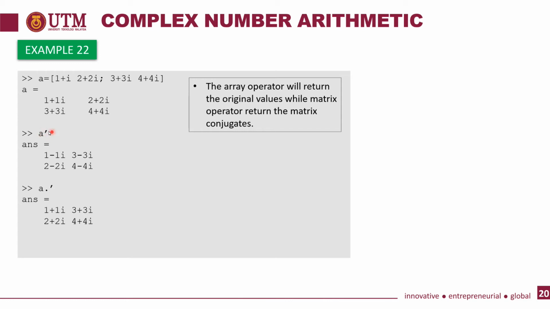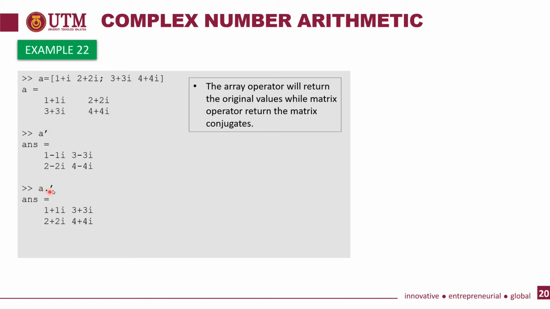And then the first operator that you use is A transpose. So this is the complex conjugate transpose. What it does is a simple transpose, so 1 plus 1i and 2 plus 2i will be moved into one row, and then it will change the sign of the operation. So the plus will become minus, or if you have minus, it will become plus. So for A transpose, without any dot, it will compute the complex conjugate transpose.